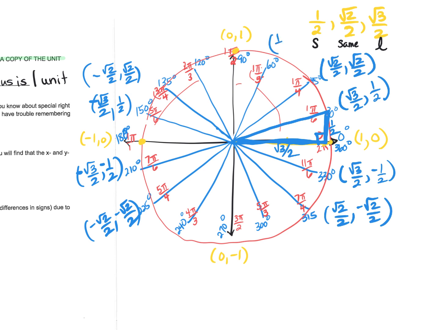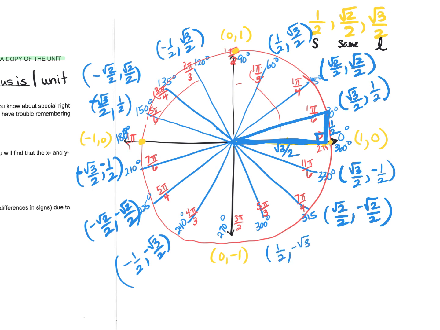So this is going to be 1/2, root 3 over 2, negative 1/2, root 3 over 2, negative 1/2, negative root 3 over 2, and then finally 1/2, negative root 3 over 2.